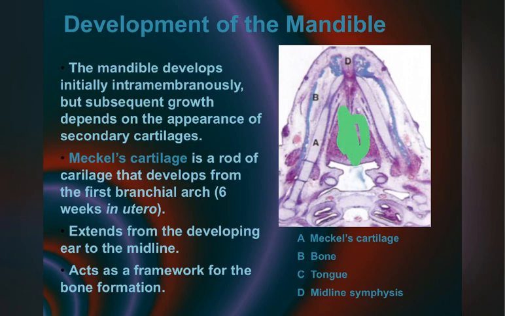Here we see the tongue, developing tongue. The development of the mandibular bone starts around this area, then spreads anteriorly, posteriorly, upward, in all directions actually.